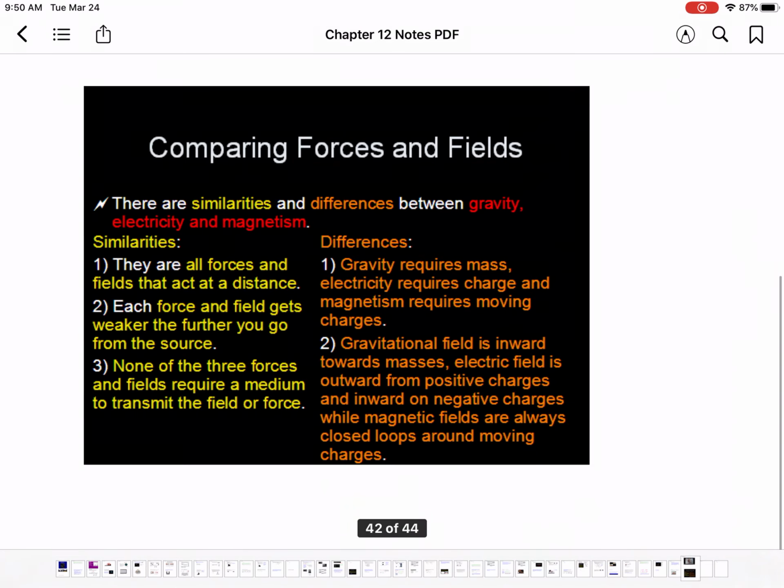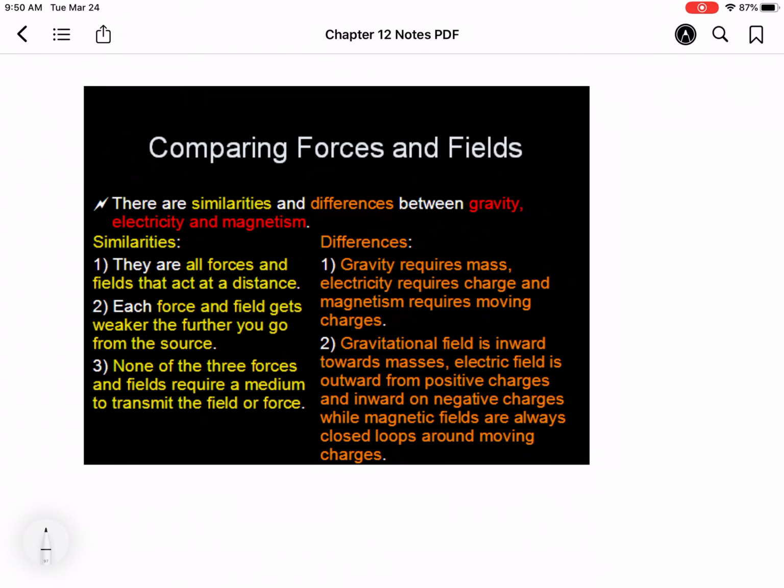All right, so there's a couple things to do. This is just to end chapter 12. We're going to compare forces and fields. So there are similarities and differences between gravity, electricity, and magnetism, right? They're all forces and fields that act at a distance. Gravity, electricity, magnetism, none of them need to touch in order to cause a force. That's what's unique about them.